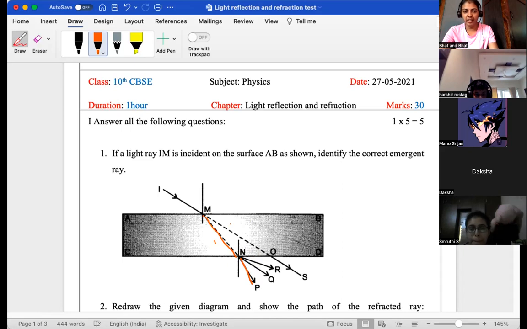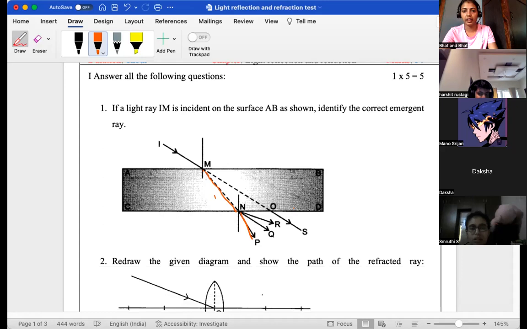NQ is correct. Next. Ma'am, why not NR? See, you have a rule. What is this angle? I. And what is this angle? R. Sin i by sin r should be a constant. And one more thing is i should be equal to r also. Correct? Yeah, okay. The amount of angle also is important.